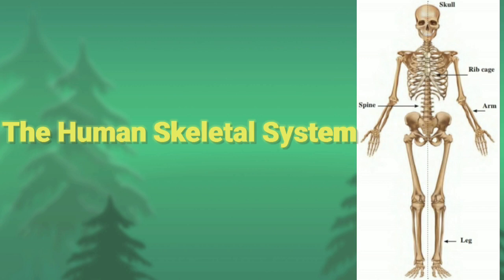Bones are hard. They are not flexible. Bones are composed of two main constituents. Bone cells are biotic, while calcium carbonate, calcium phosphate, minerals and salts are the abiotic constituents of bones. Calcium imparts strength to the bones.